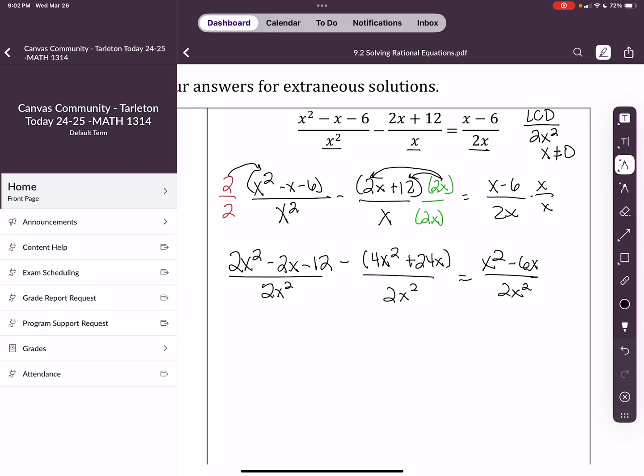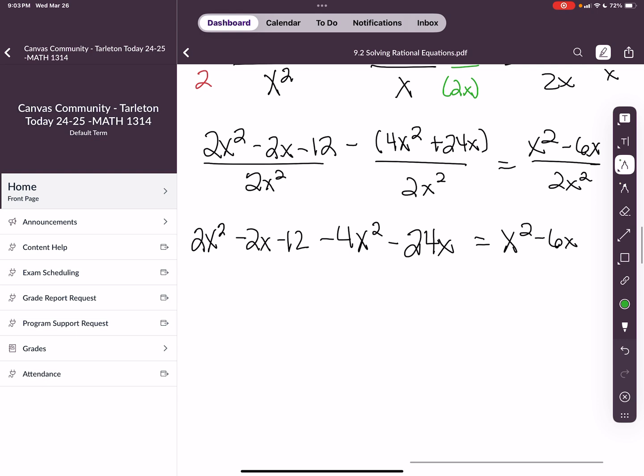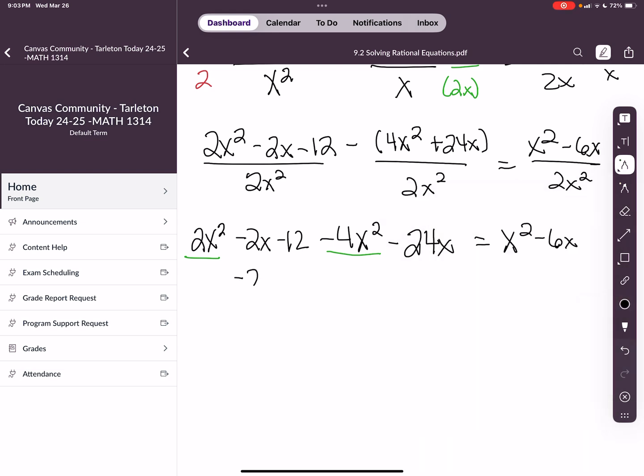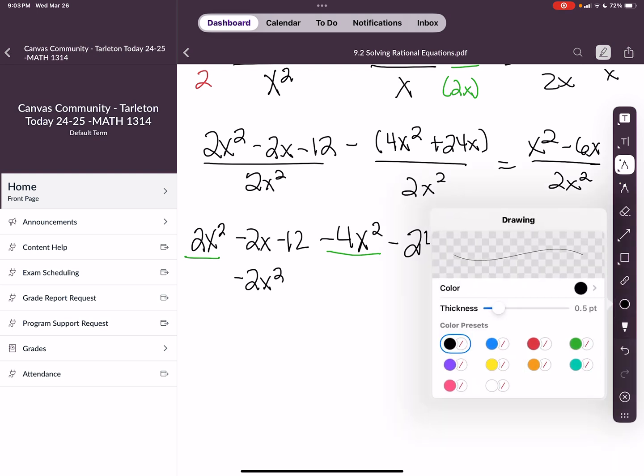Don't worry about the denominators, and I'm just going to use my numerators. So I have 2x squared minus 2x minus 12 minus 4x squared minus 24x, correct? Yep. And it equals x squared minus 6x, okay? Now, before I move the x squared minus 6x to the other side, I am going to go ahead and combine like terms just because I think it'll clean it up and make it easier. So I have 2x squared minus 4x squared, so that's going to be negative 2x squared. I have negative 2x and negative 24x.